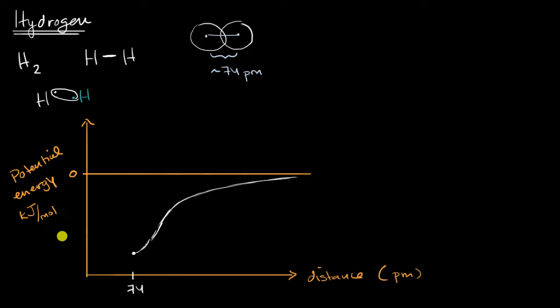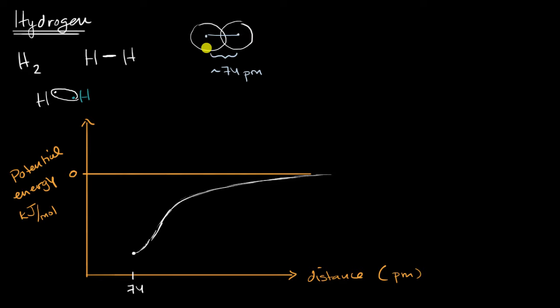Now, once again, if you're pulling them apart, as you pull further and further apart, you're getting closer and closer to these two atoms not interacting. Why is that? Because as you get further and further apart, the Coulomb forces between them are going to get weaker and weaker. And so that's why they like to think about that as zero potential energy.